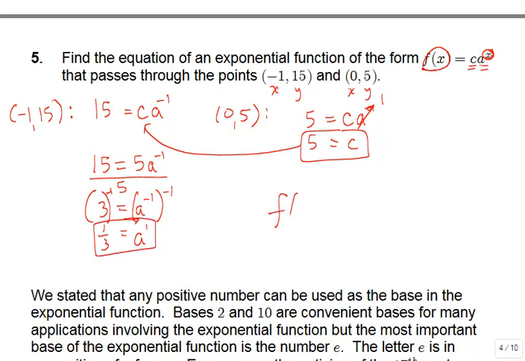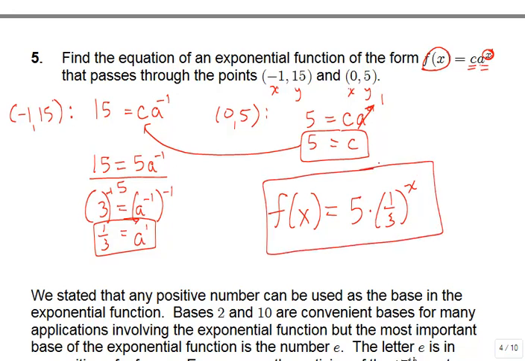So what does our final function look like? Let's plug everything in. The c value was 5, and then that was getting multiplied by my base a, which was 1/3, and I was raising that base a to my x power. So my function is 5 times 1/3 raised to the x.